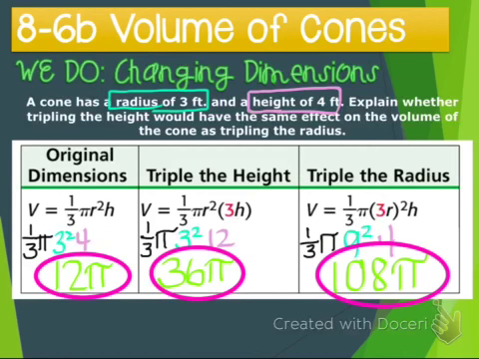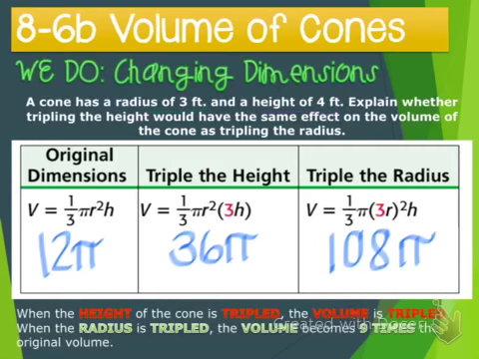So that is the pattern that I want you guys to be picking up on as we have been doing these changing dimensions, if that's all you pull from it. So here at the bottom is a description of what happens when we change the dimensions. When the height of the cone is tripled, the volume is tripled. But when the radius is tripled, the volume of the cone is 9 times the original volume. And the reason behind that is because of this little squared right here. That little two makes a huge difference.